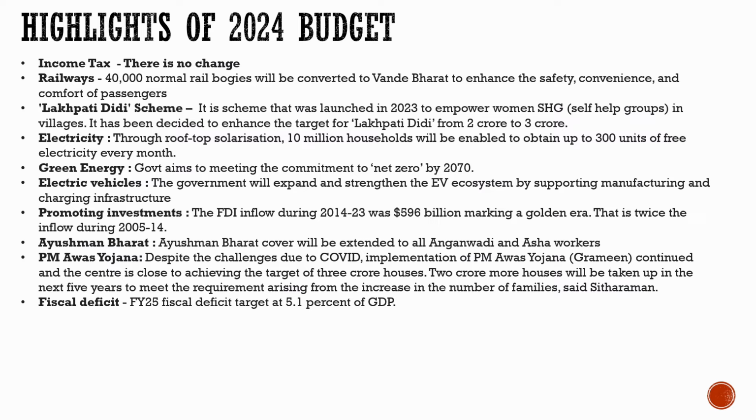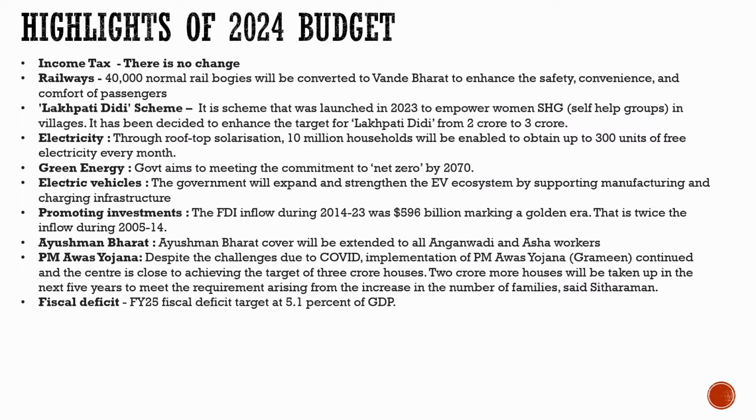Through rooftop solarization, 10 million households will be enabled to obtain up to 300 units of free electricity every month. Government aims to meet the commitment to net zero by 2070. The government will expand and strengthen the EV ecosystem by supporting the manufacturing and charging infrastructure. The FDI inflow during 2014 to 2023 was 596 billion, marking a golden era. This is twice the inflow during 2005 to 2014.